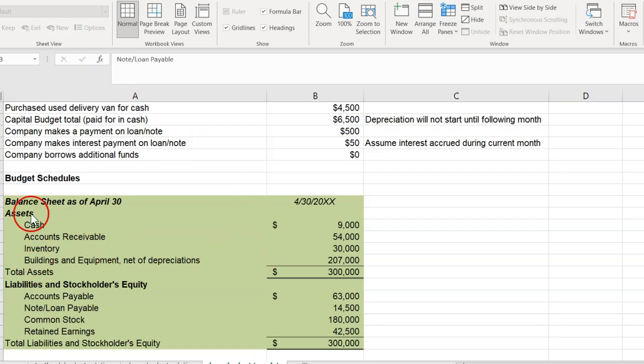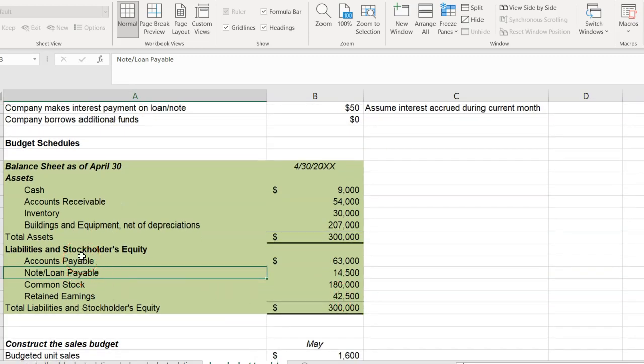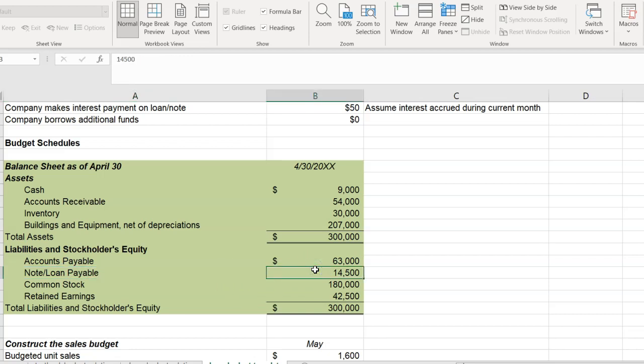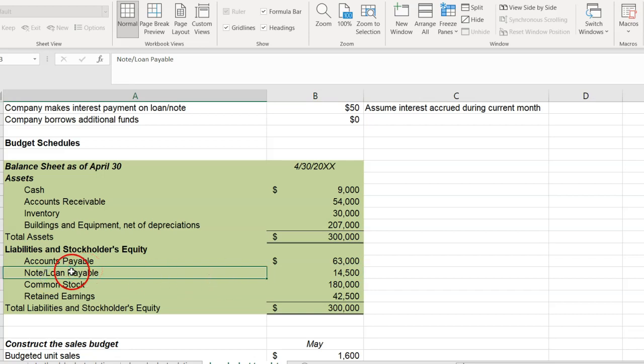And here we have all of our assets: cash, accounts receivable, inventory, buildings. And down here we have all of our liabilities and our stockholders' equity. So accounts payable and what we call note or loan payable. The accounting textbooks tend to call this notes payable. It's for any loans you have, any line of credit that you have. Any type of borrowing will fall into this line. And then we have common stock and retained earnings.